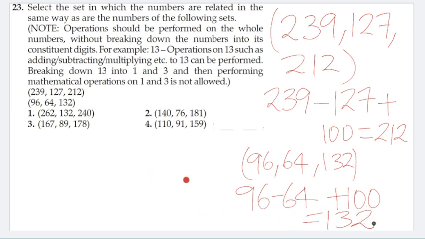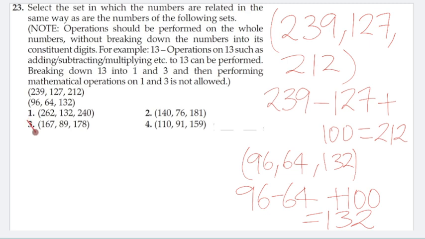So that's the relation of these numbers. Now if we see the options, 262 minus 132 and plus 100, we should get 230, not 240. So this is not the right one. And second option, if we see 140 minus 76, we should get something around 164, not 181. So that is also not the correct answer.